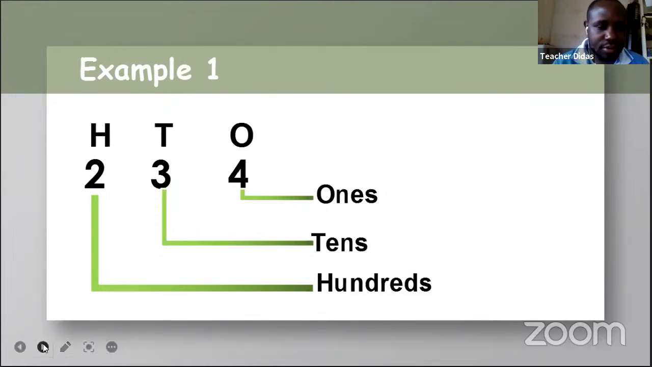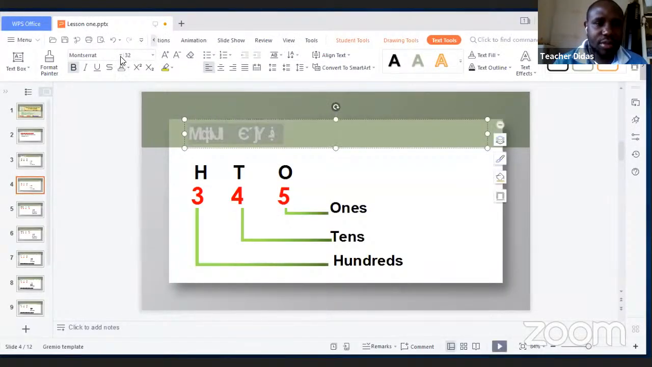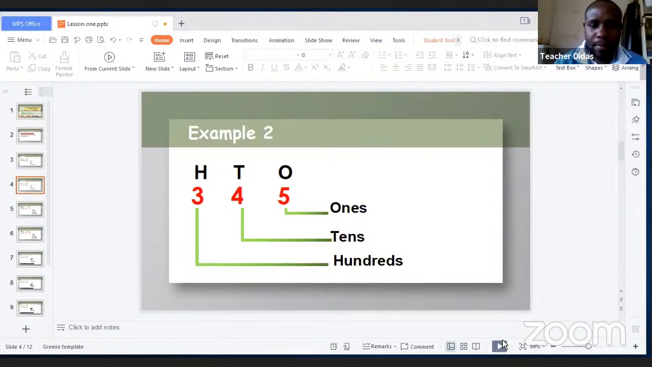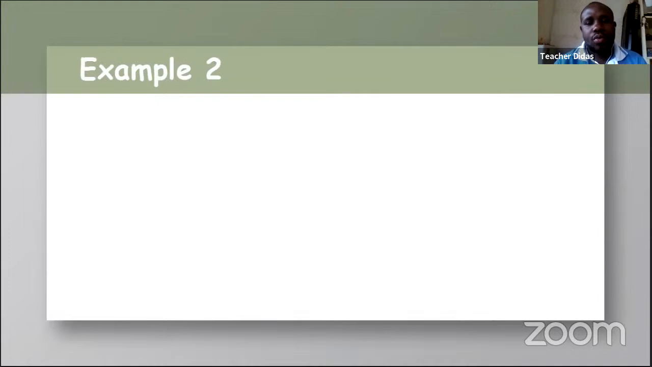Okay, let's move on. Let's see what example 2 brings for us. Something went wrong with my fonts here. Let me change it. Okay, it's fine. Let's have example 2. When you look at example 2, I have also my digits here. I've said when we are giving place values, we begin from the right as we go to the left.